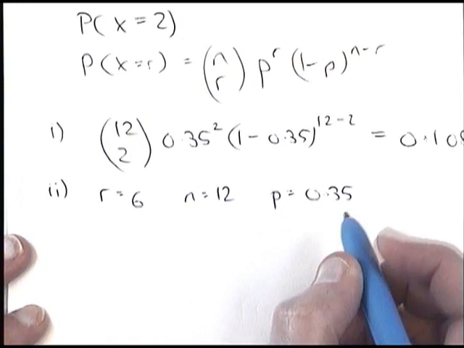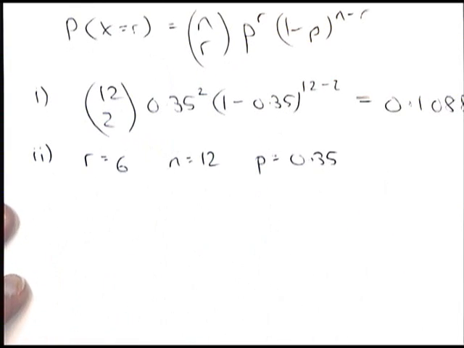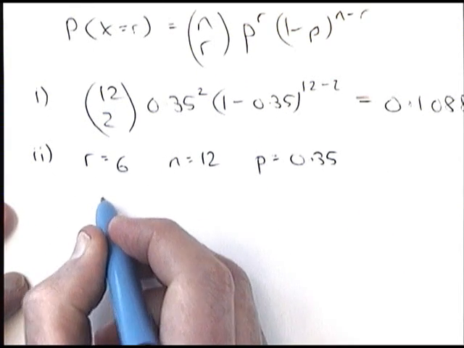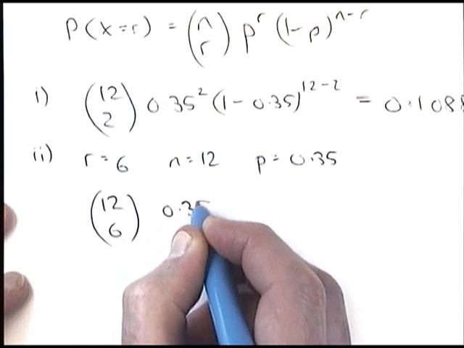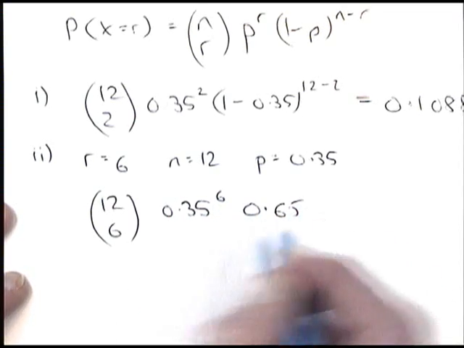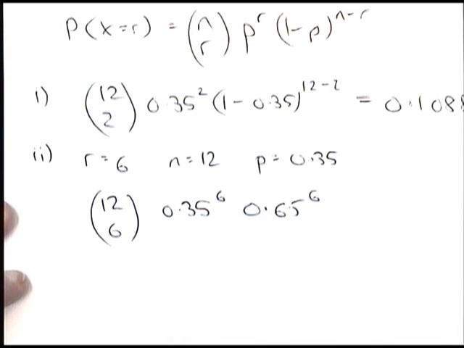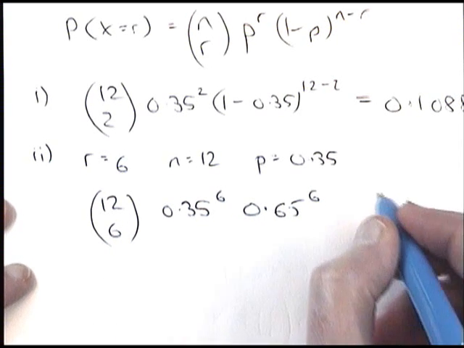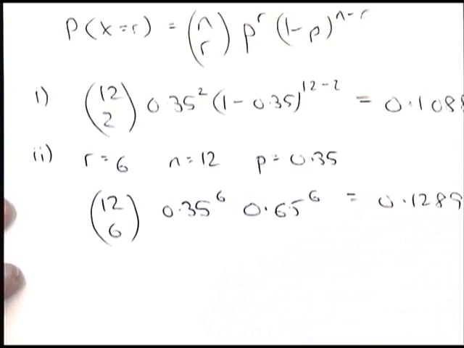So I've just got to substitute these values into the same formula we used before. You can still see at the top of the screen. So it's going to be N choose R, P to the R, 1 minus P to the N minus R. And we type that into the calculator, and you should get for that one an answer of 0.1289. That's the end of question 6.